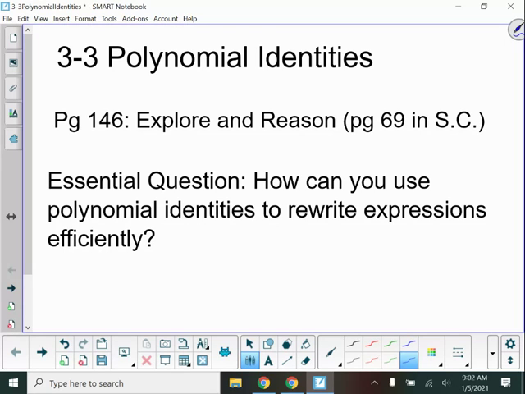This will be the first of two videos on 3-3, polynomial identities. This is page 146, Explore and Reason, something you were assigned to do in savasrealize.com. I am going to go over the answers to that now.